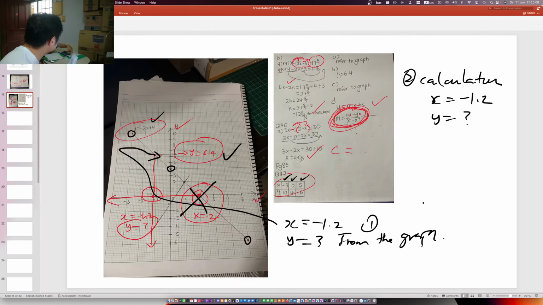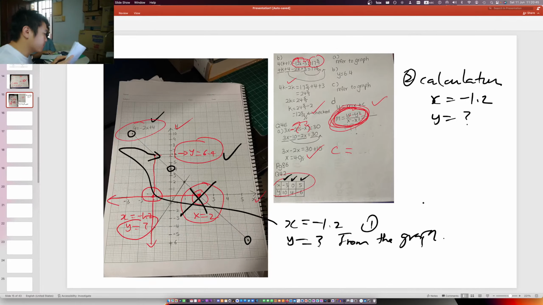Okay, so what's the answer? 6.4. Good. So calculation you get 6.4, graph you get 6.4. So very likely your answer is correct. That's how you double check your answer. Okay, can I see your working? Make sure that you follow the way I teach you. Okay, so the step one is sub in, right? Then after that, yeah, good.